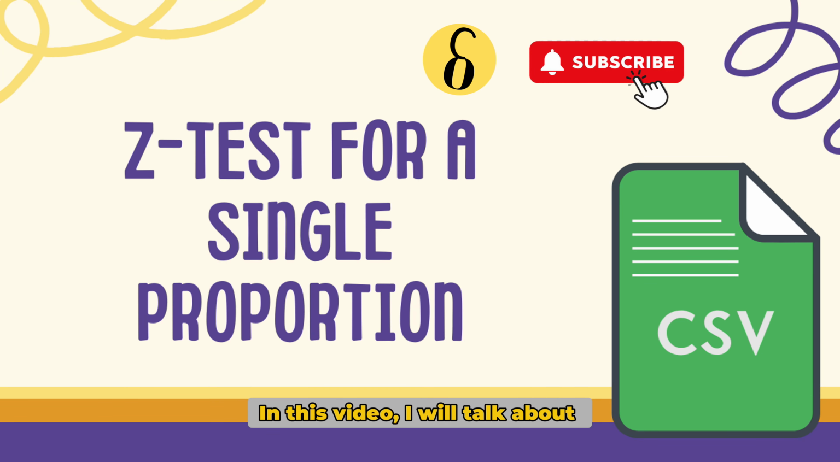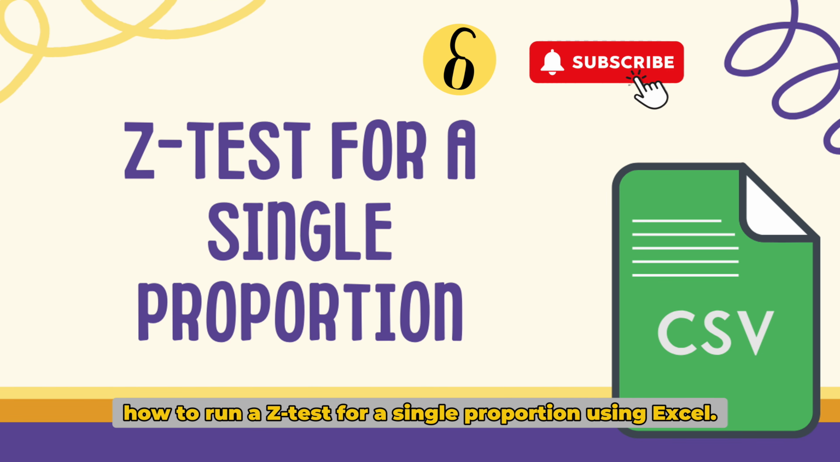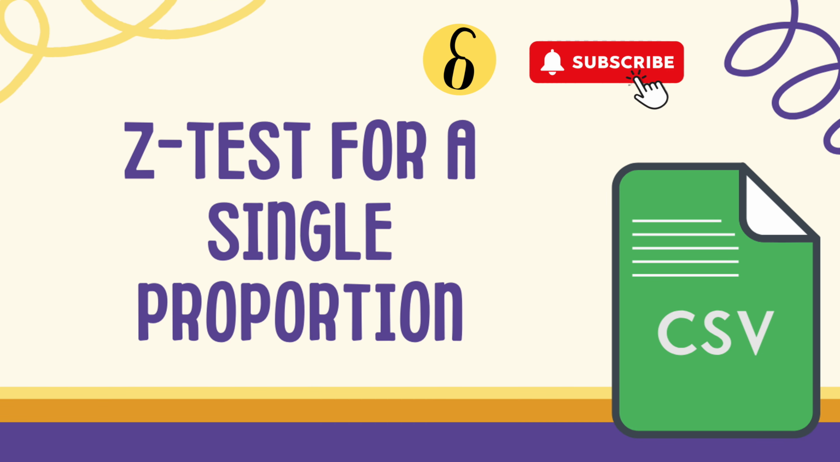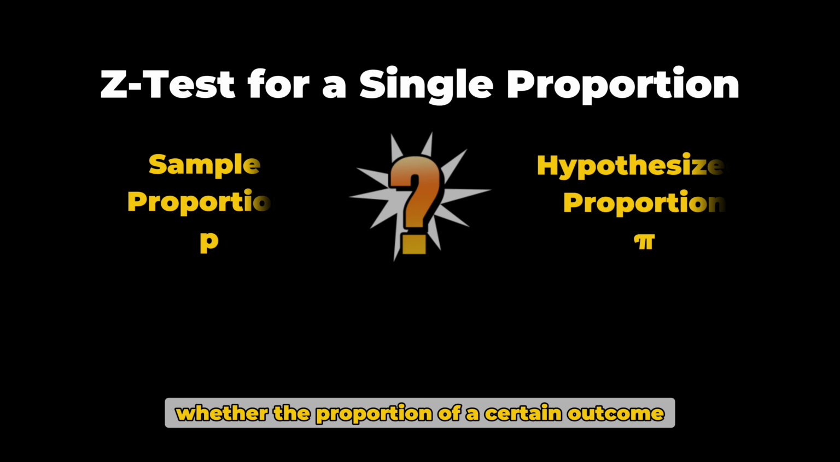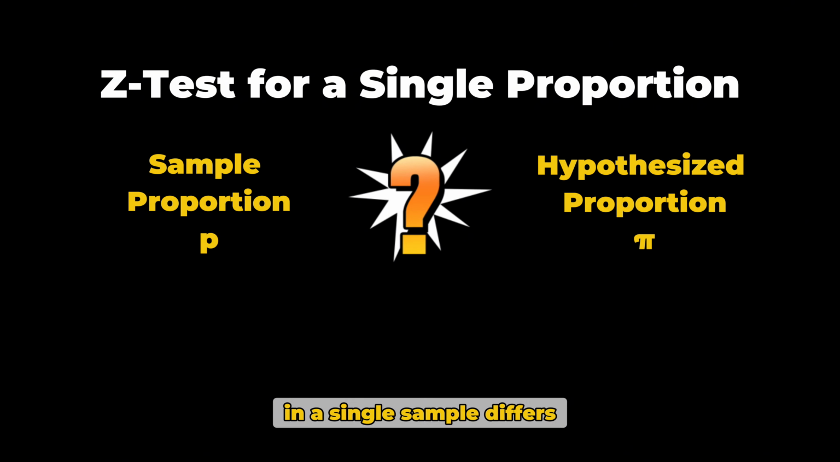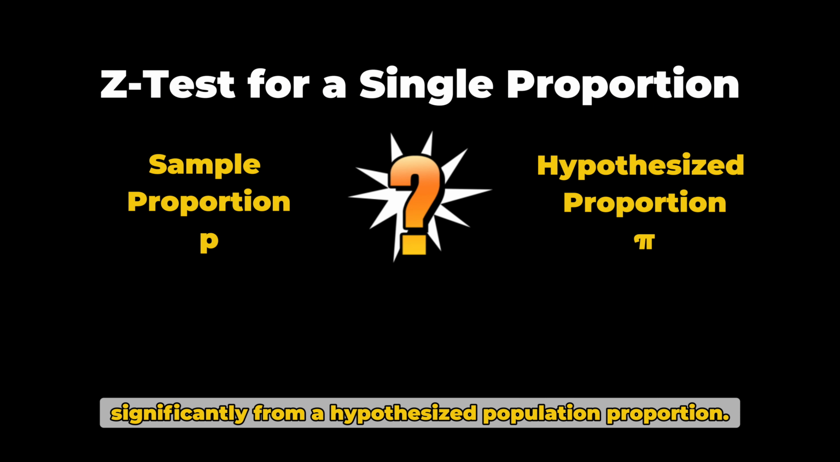In this video, I will talk about how to run a z-test for a single proportion using Excel. A z-test for a single proportion is used to test whether the proportion of a certain outcome in a single sample differs significantly from a hypothesized population proportion.